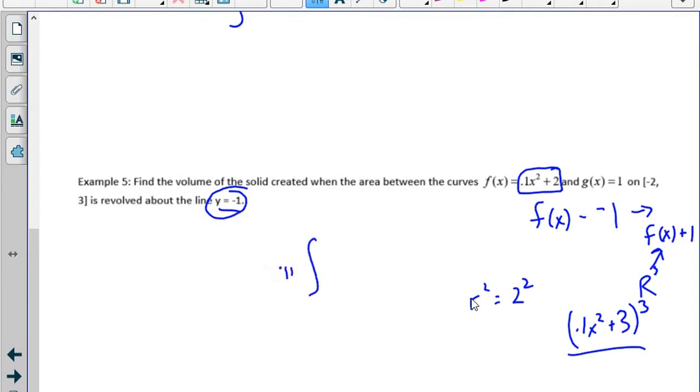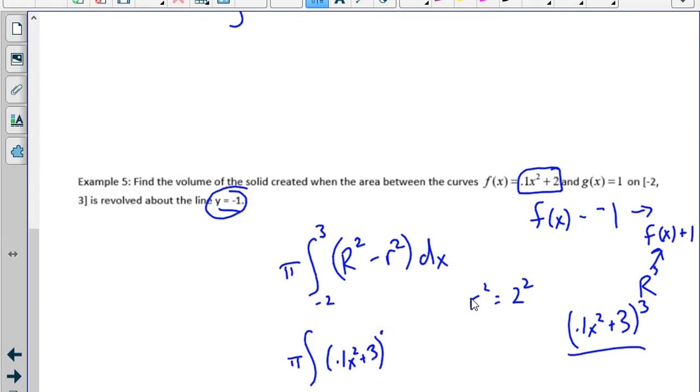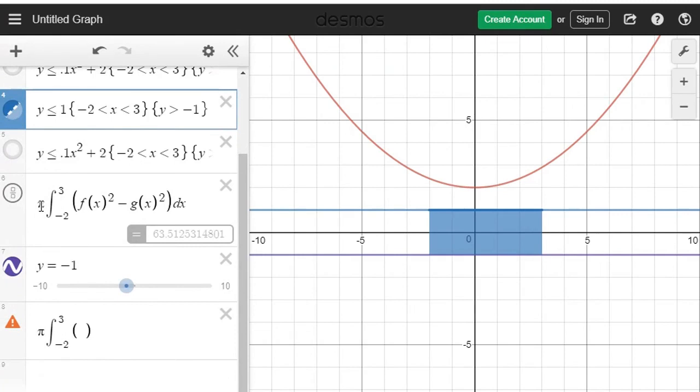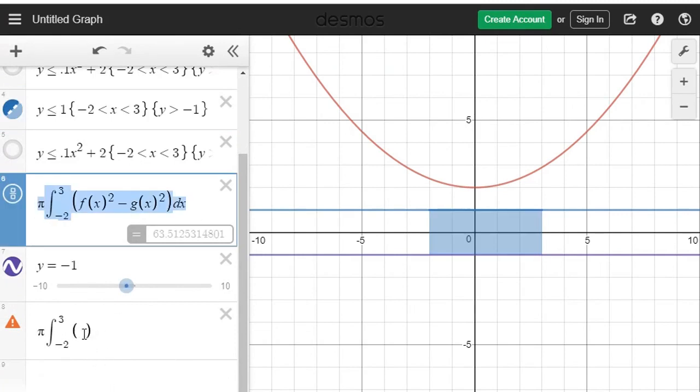So if I'm going to do pi times the integral from a to b of big R squared minus little r squared dx, I have to be careful. I have to make this 0.1 x squared plus 3, squared, and then I'm going to subtract 2 squared, dx. This is likely a calculator problem because of the decimals and everything. It's not mandatorily a calculator problem, but it probably would be a calculator problem on the AP test.